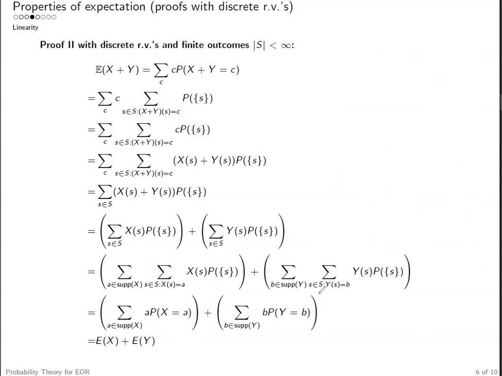And the same goes for the second term here. The value of this term is essentially equal to the same number of this summation. Now, what is the first term here? That is essentially the expected value of x. And what is the number here? That is essentially the expected value of y. So for the second proof, we also show that the expected value of x plus y is equal to the expectation of x plus the expectation of y.